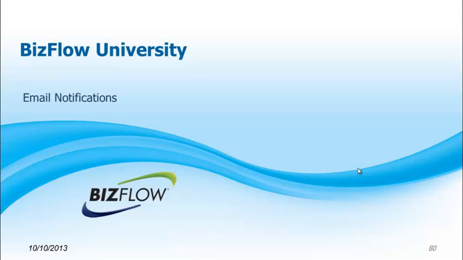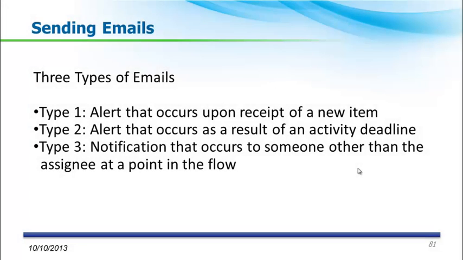In this module, I'm going to talk about email notifications. BISL has the ability to send 3 types of emails. The first type of email is an alert that occurs upon a new work item. You've been assigned a new work item, an activity executes, puts a work item in your work list, and you want to notify that user that they have some task to perform. That is the first type of email that can go out.